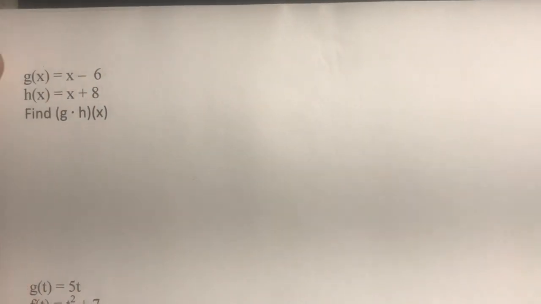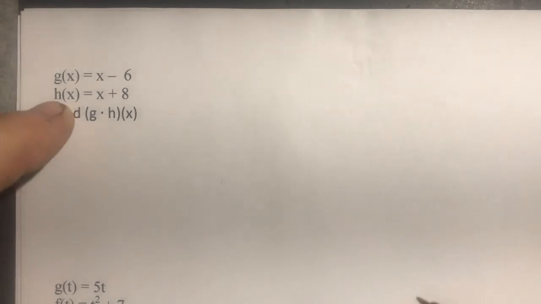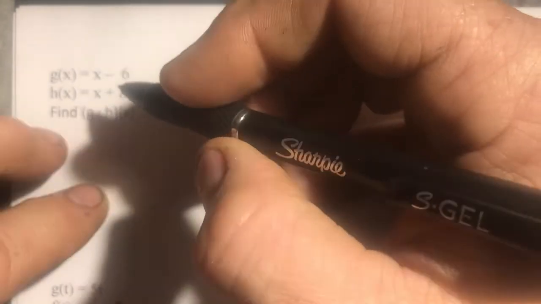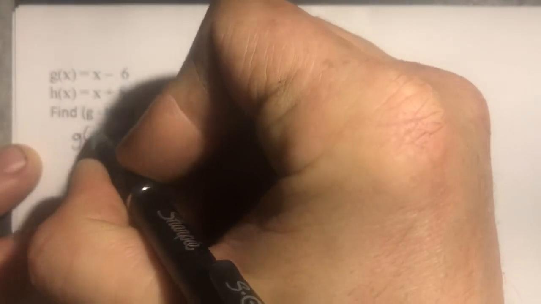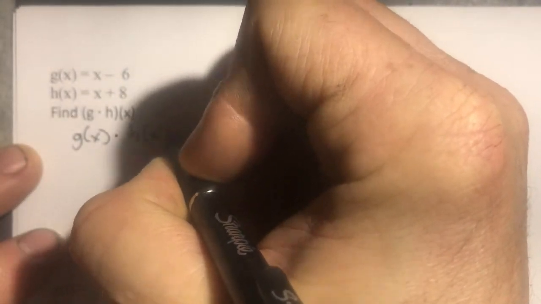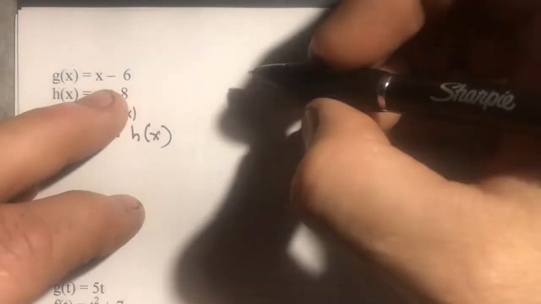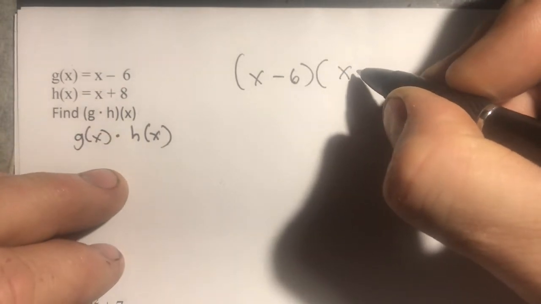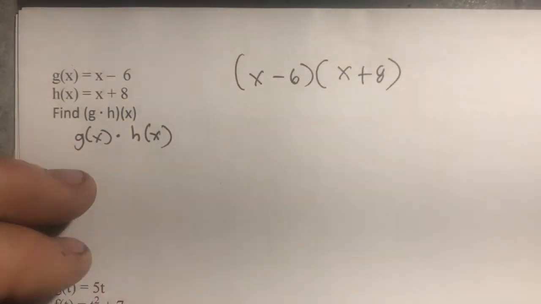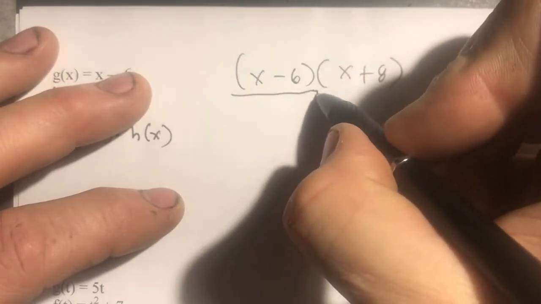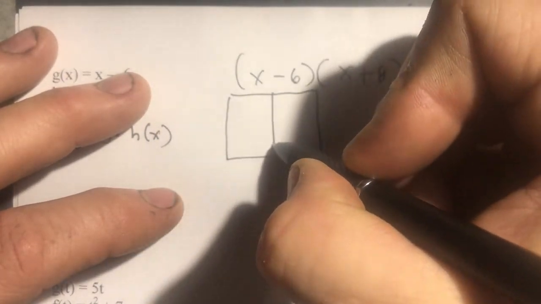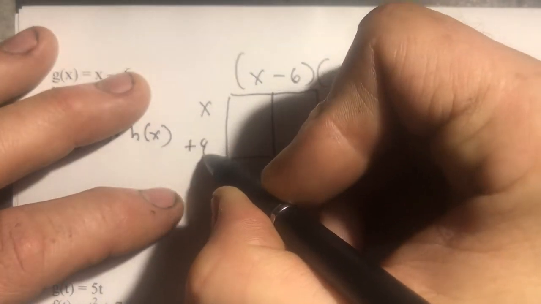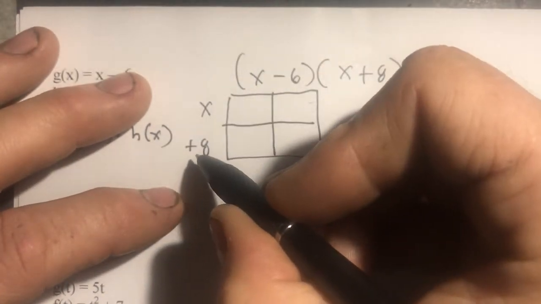We've got here g of x, h of x. This is g times h of x, which is g of x times h of x is what that means. So I'm going to have g of x, x minus 6, times h of x, x plus 8. I'm going to multiply those. The best thing to do is just build a box. You got a column for the x, a column for the negative 6, and then we'll take this to the side. So I have a row for the x and a row for the plus 8.